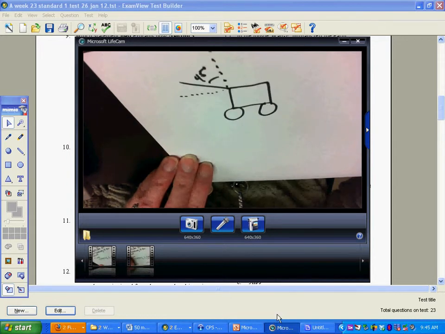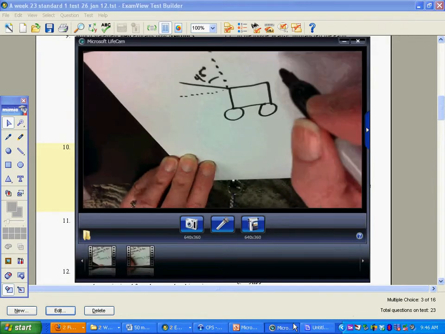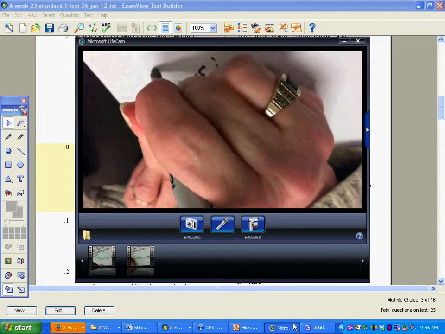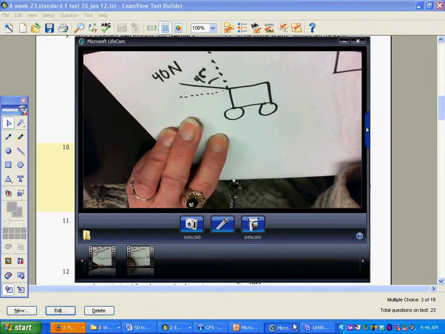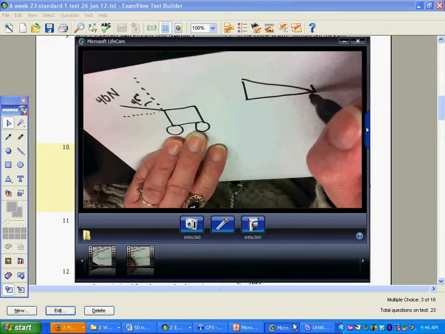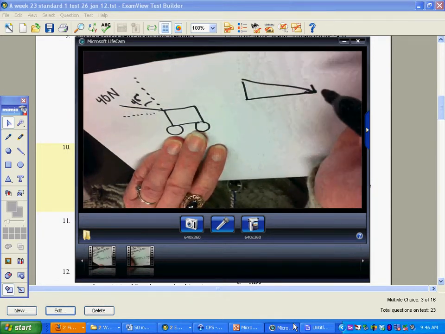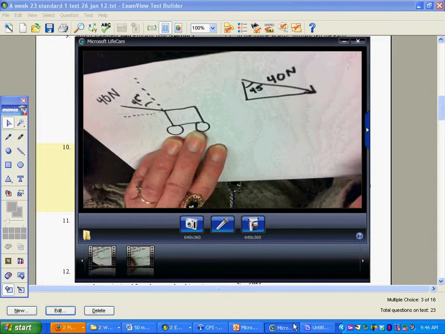Can't see the answer choices. It's this one right here, right? Okay. 45 degrees, and she's pushing with a force of 40 newtons, and we want to know the horizontal component. Okay? So what we have here is a triangle. This vector, we got 45 degrees, and this vector is 40 newtons.